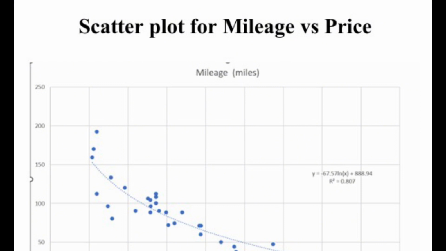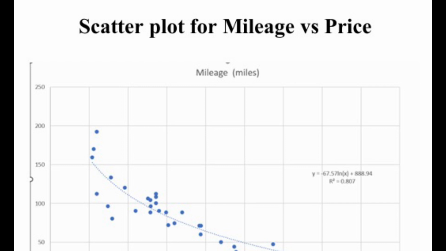A similar analysis was conducted for vehicle mileage as a predictor of sale price. The scatter plot also showed a decreasing nonlinear relationship, as with age. The logarithmic regression model proved to be the most suitable. The equation for the logarithmic regression model is y equals minus 67.57 log x plus 888.94, where y is the sale price and x2 is the mileage in thousands of miles.